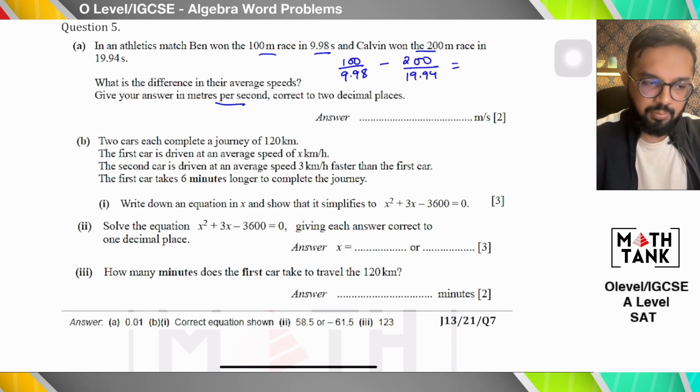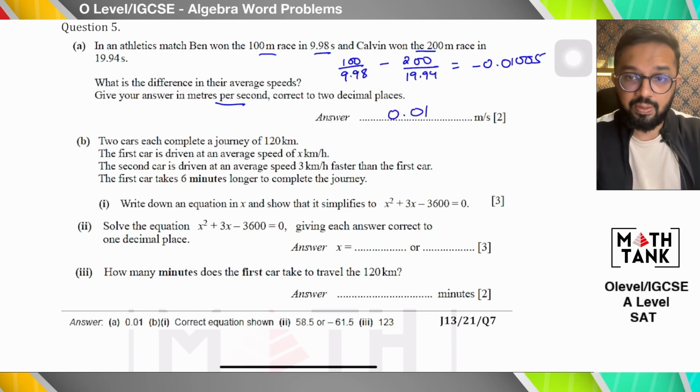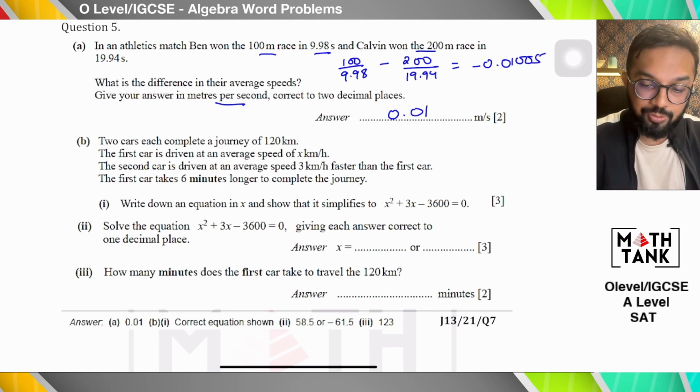It's giving me minus 0.01005. So it says 2 decimal places. I'm just going to write 0.01. That was the difference. A negative means that this guy had more speed. So Calvin was faster basically.